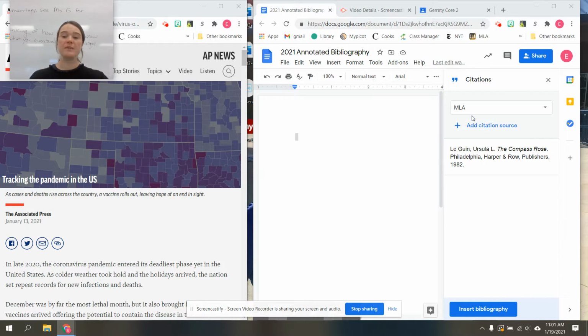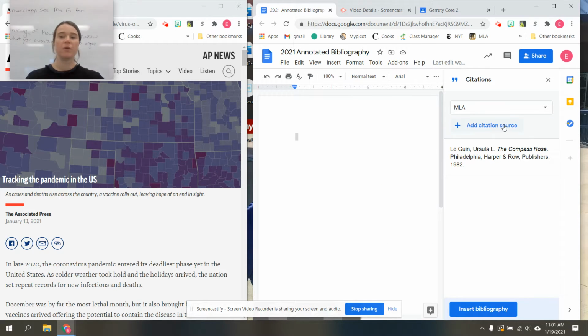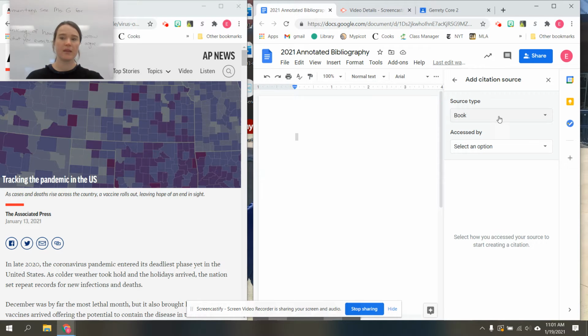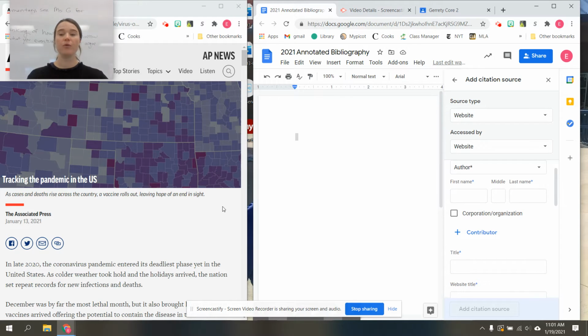Okay, so once again, make sure that you are in MLA and make sure you click Add Citation Source. So we got here by being in the annotated bibliography, and we got here by going to Tools, and Citations. So here we are. We're going to add another source. This time, we're adding a website. Okay, so first thing we need to add is the author.